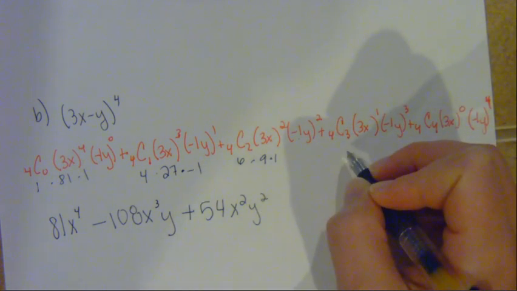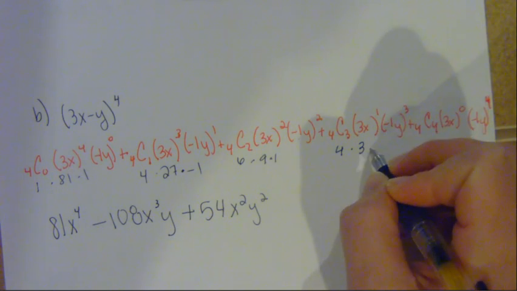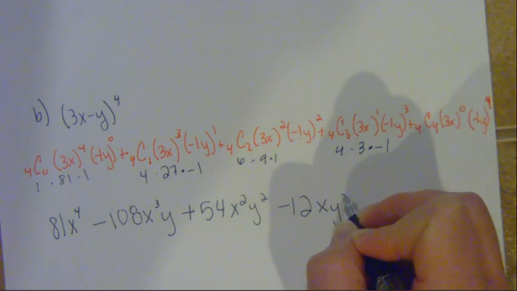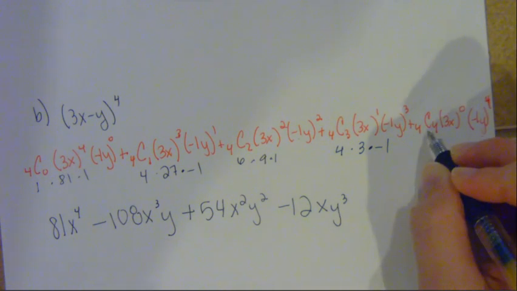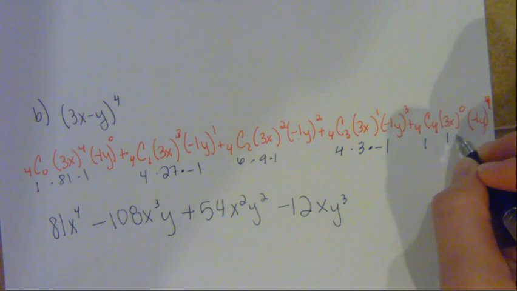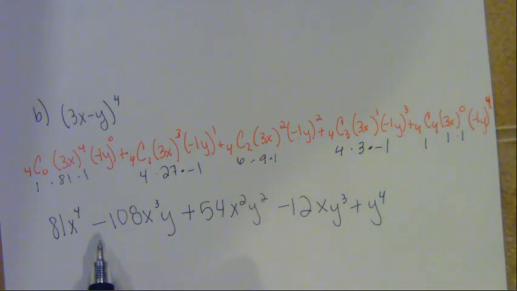And then 4 choose 3 is going to be 4. 3 to the 1st is 3. Negative 1 to the 3rd is negative 1. So now I have a negative 12x y cubed. And then finally, 4 choose 4 is 1. This becomes 1, and negative 1 to the 4th is 1. So I have just y to the 4th. Now be careful when you type this in. You're going to want to make sure you type that negative in because the terms are separated by pluses.